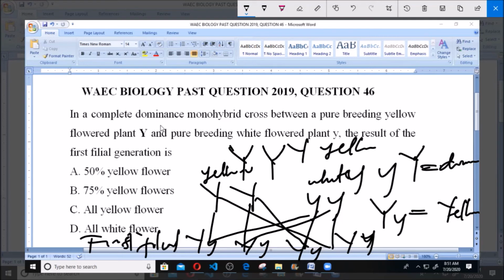Now that's why they say a complete dominance monohybrid cross. The yellow is dominant compared to the white. The small y is recessive, that's why you have the small letter y, and that's why they indicated the other one in capital Y. So since the yellow is dominant to the white, the answer will be all yellow plants, because all of them are carrying big Y, small y. The big Y will always show itself in each generation, and I told you that the big Y indicates the yellow plant. So the answer is all yellow flower, C. Now C is the answer to this particular question, all yellow flower, C.